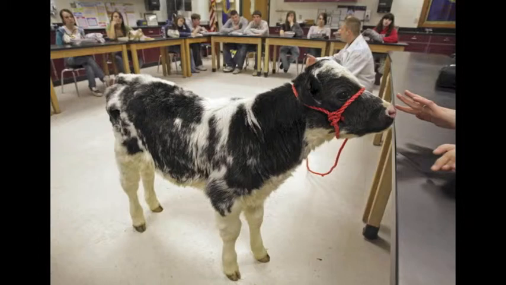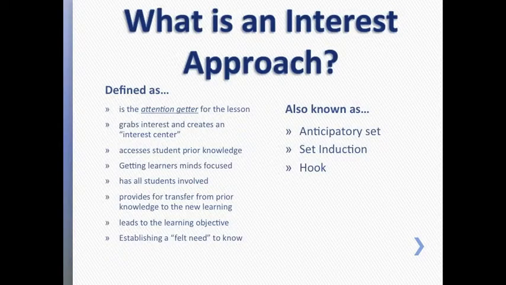An interest approach, also known as an anticipatory set or set induction, is sometimes also called a hook to grab the student's attention. During the anticipatory set, actions and statements are made by the teacher to relate the experiences of the students to the objectives of the lesson. During this point in the lesson, the teacher puts students into a receptive frame of mind. The hook can be used any time a different activity or new concept is to be introduced.